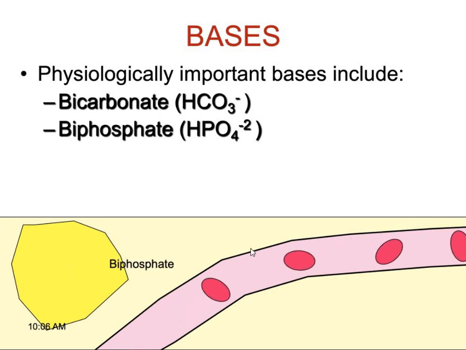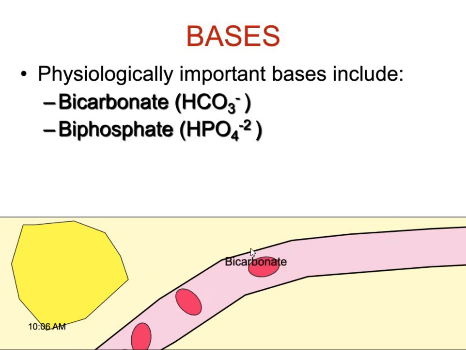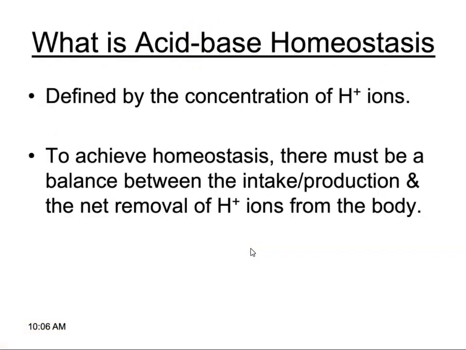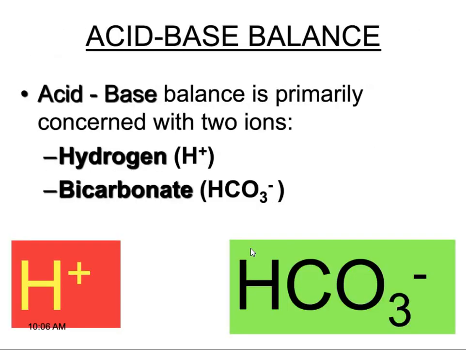Biologically important bases are twofold, the bicarbonate as well as the biphosphate. So what is acid-base homeostasis? It is usually defined by the concentration of hydrogen ions. To achieve homeostasis, there must be a balance between intake or production as well as the net removal of hydrogen ions from the body. So in very simple language, when we say acid-base balance, it is largely about the balance between these two very important ions, hydrogen ions and bicarbonate ions.